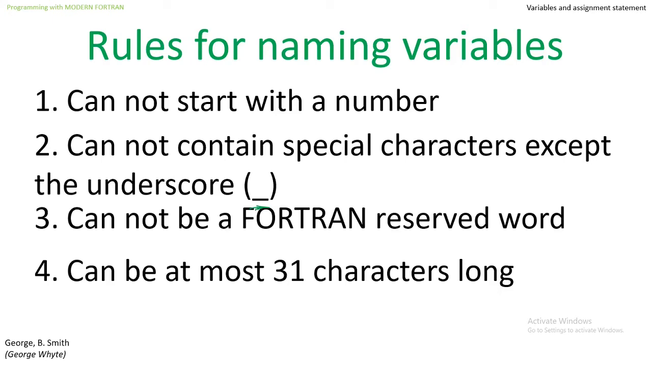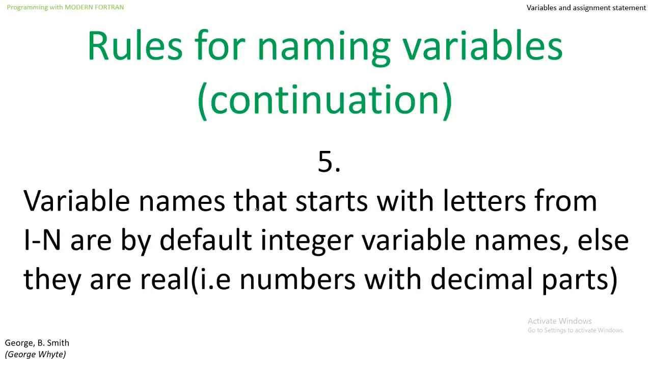Then the fifth rule, which is the final rule I'm going to take here, is that variable names that start with letters from I to N are by default integer variable names, else they are real. What I mean is, you look at your variable name. If it starts with anything between I and N, you should take it as an integer variable, meaning it can only hold integer values. But if it starts with any letter other than I to N, then it should be able to hold real values. Values with a decimal part are real, values without a decimal part are integers. So that is what this video is all about.